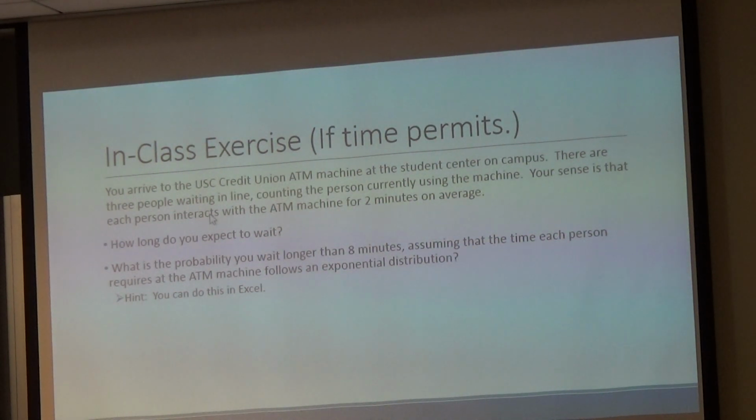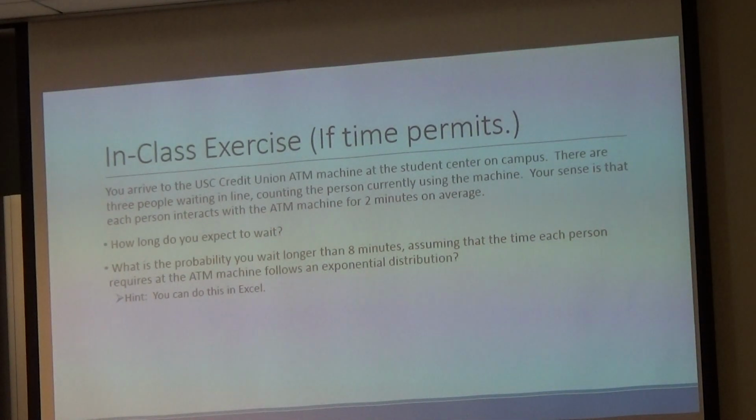There are 3 people waiting in line, and we're counting the person currently using the machine. So there's 1 person using the machine, there's 2 waiting in line. And your sense is that each of these people is interacting with the ATM for 2 minutes on average. You're really excited because you have to come to your probability class, so you don't want to be late. So you're thinking, can I get money? Do I have enough time?